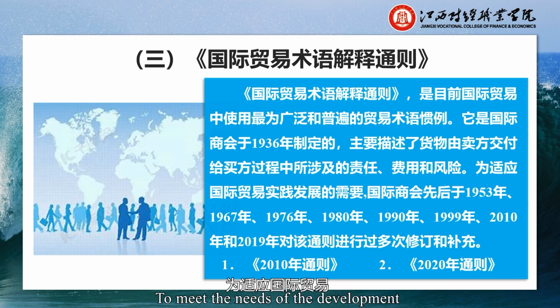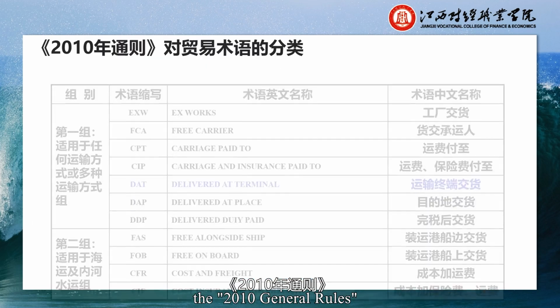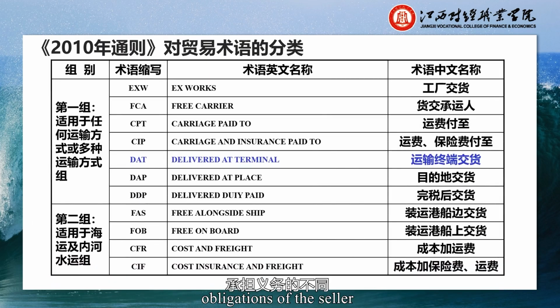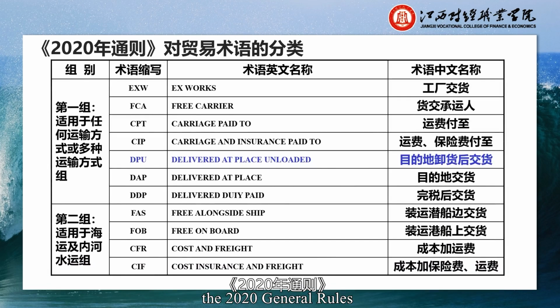To meet the needs of the development of international trade practices, the International Chamber of Commerce has revised and supplemented this convention multiple times. The 2010 General Rules, according to the different obligations of the seller, divide the 11 trade terms into the following two groups, as shown in the figure. Compared with the 2010 General Rules, the number of trade terms in the 2020 General Rules has not changed and remains at 11. The only difference is that the DAT of Group D has been changed to DPU, delivered at place unloaded, as shown in the figure.